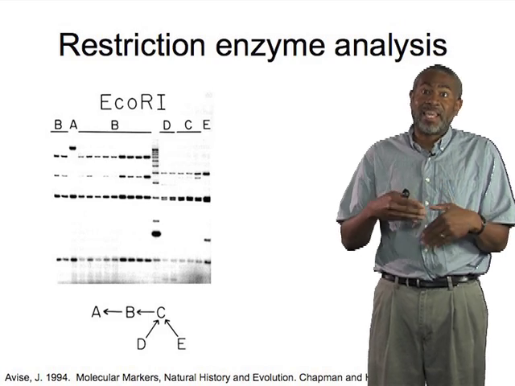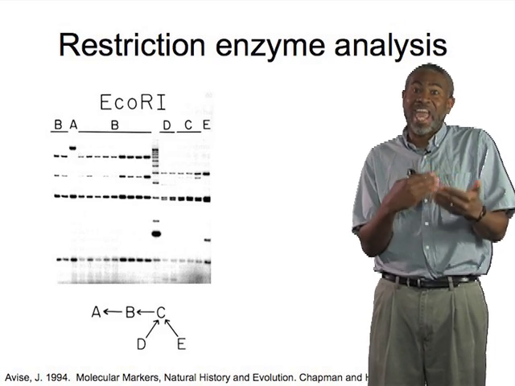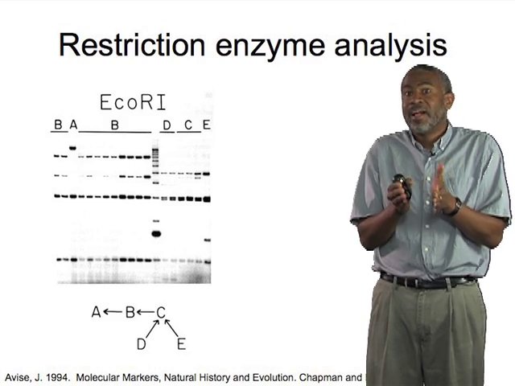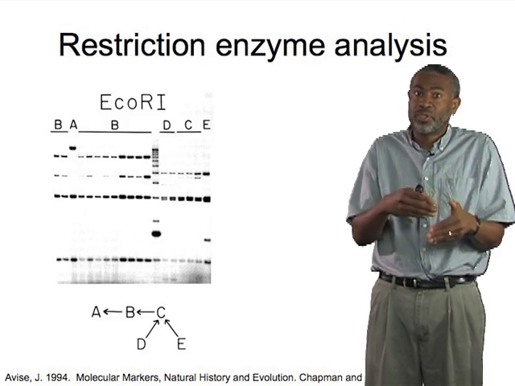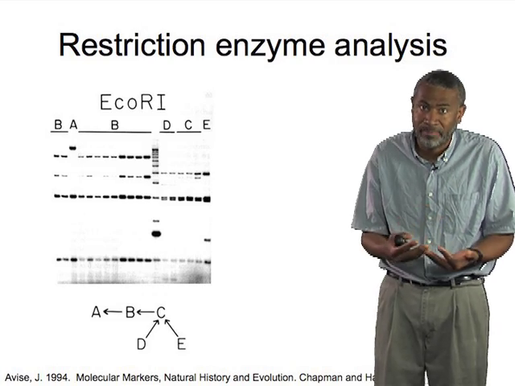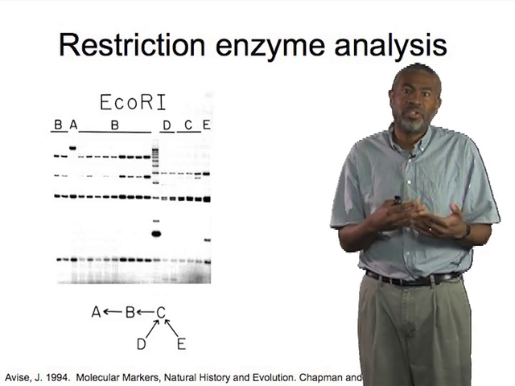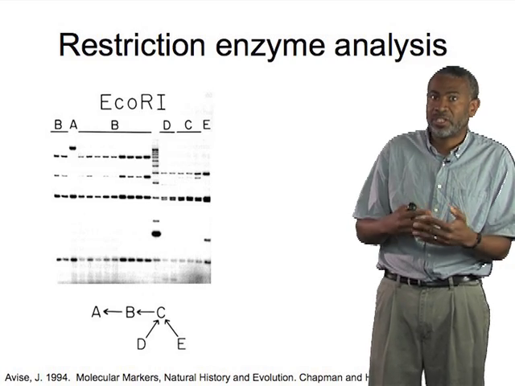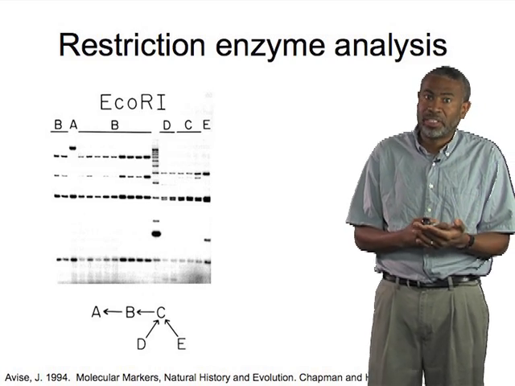And what that means is that lanes D, C, and E have an extra sequence in their genome that allows this protein to cut there. It's a way of detecting genetic variation. And this new way of detecting variation was quite different from the previous way I showed you, allozyme electrophoresis.